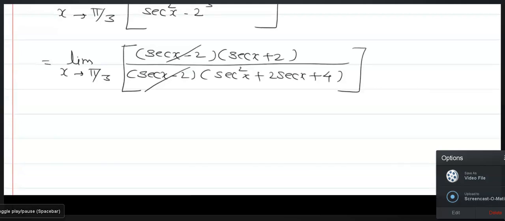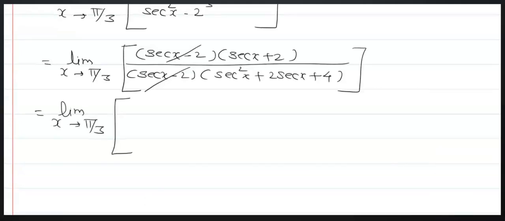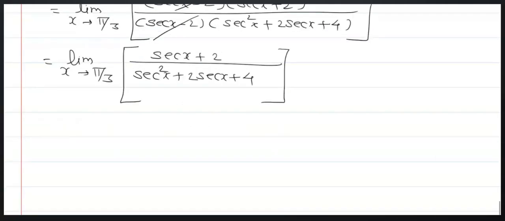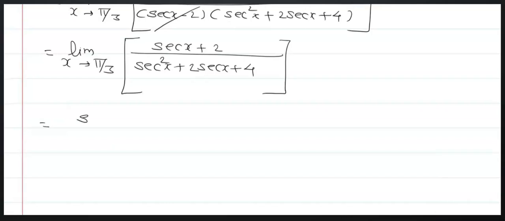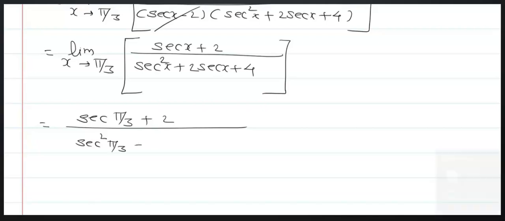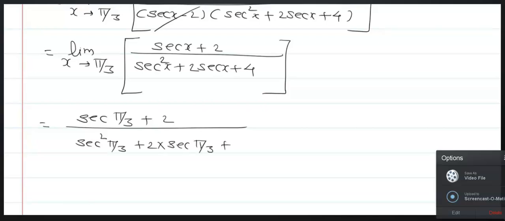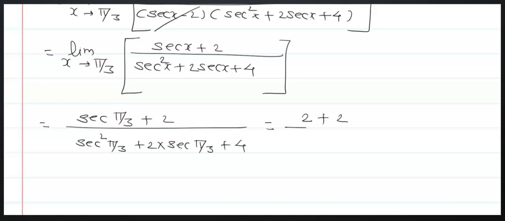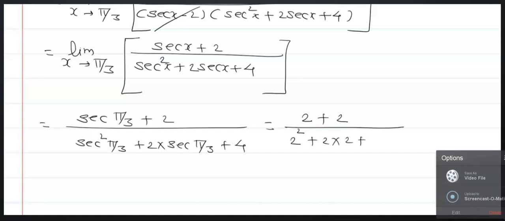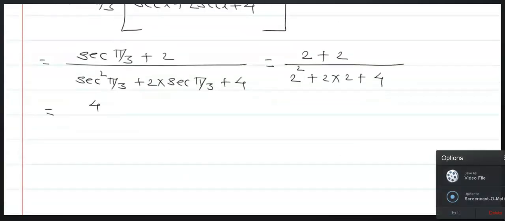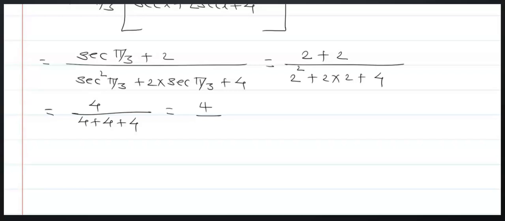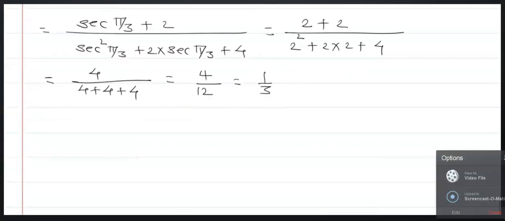Then you will get limit x tends to pi by 3, sec x plus 2 upon sec square x plus 2 sec x plus 4, that is sec of pi by 3 plus 2, sec square of pi by 3 plus 2 times sec of pi by 3 plus 4. Therefore 2 plus 2, 2 square plus 2 into 2 plus 4, and simplify this, that is 4 upon 12, and that is equal to 1 upon 3, and hence option C is the correct one.